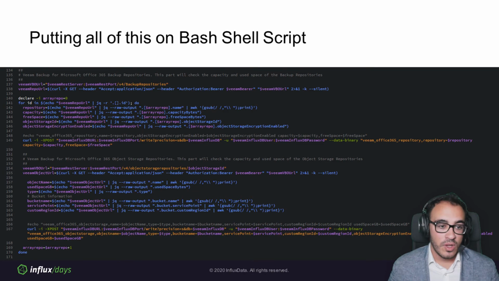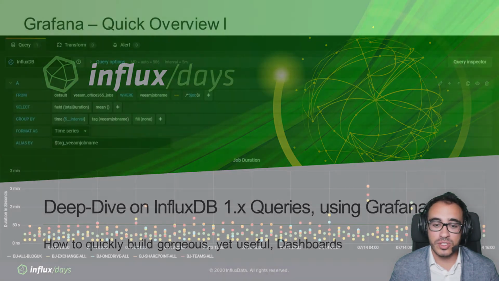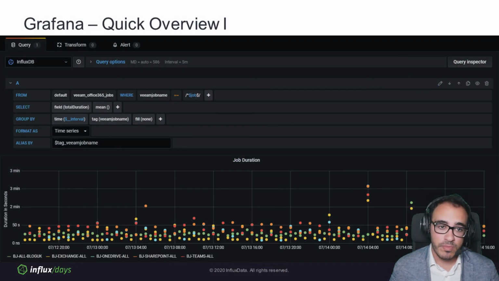So okay, let's move to the deep dive on InfluxDB 1.x queries using Grafana. So how to quickly build gorgeous yet useful dashboards. And then, for example, the Grafana quick overview 1. So for example, once again, querying the data in InfluxDB is quite simple, either on Chronograf or even here on Grafana. It is quite simple. This is just InfluxDB 1.x, remember, it's not 2.0.